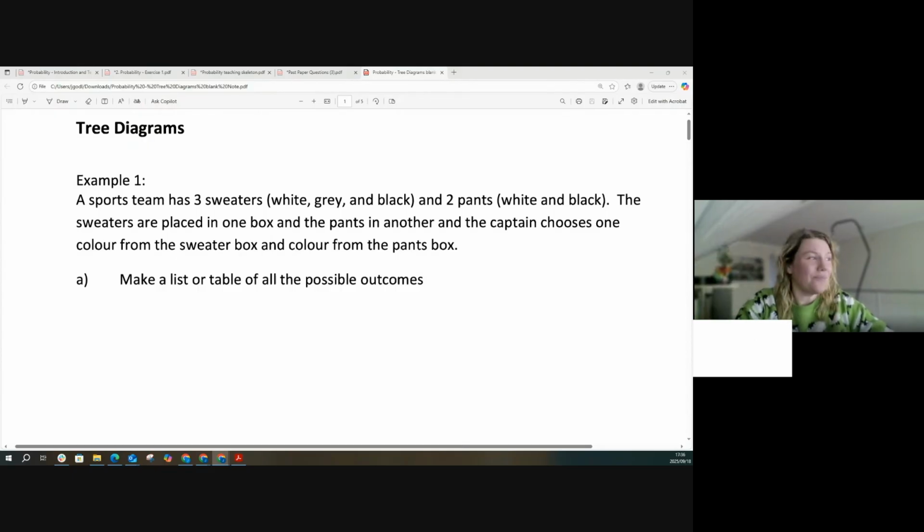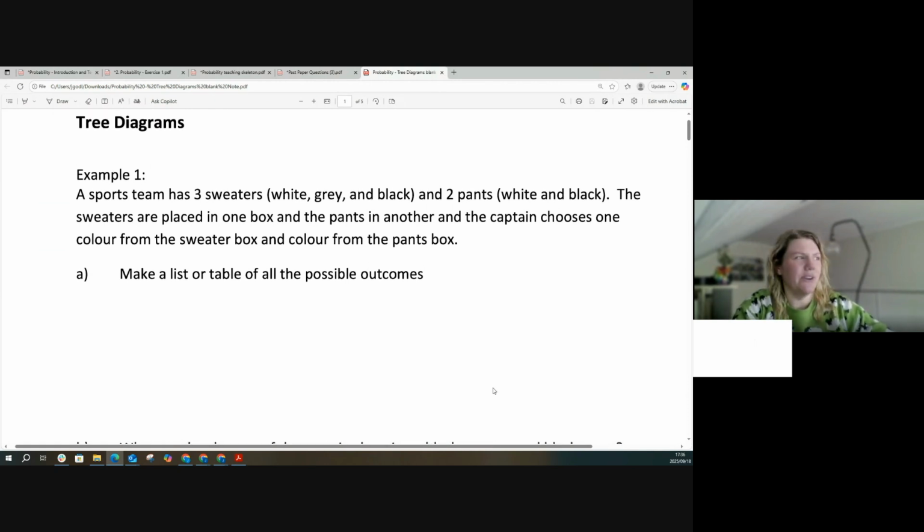So the first one we're going to do, we're not going to do a tree diagram to start off. We're going to do a table. So that's our first little goal over here. Even though we're learning about tree diagrams today, just keeping things spicy. So what we're going to do is a contingency table type thing. So let's have a read of our question.